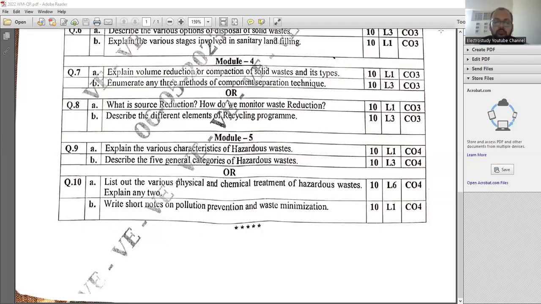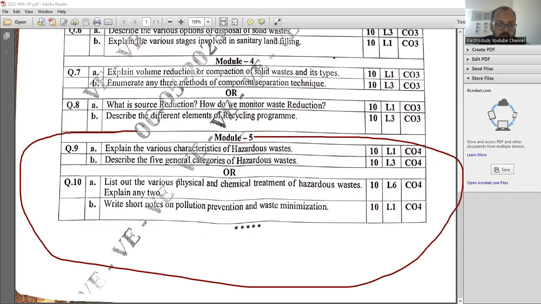Dear all, I would like to continue the discussion of previous year question papers of the subject Waste Management. Today I am going to cover the questions from module 5. It is regarding hazardous waste. I request everybody to go through the questions from module number 5. So I'll be marking all these questions.